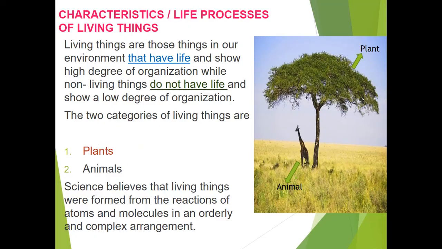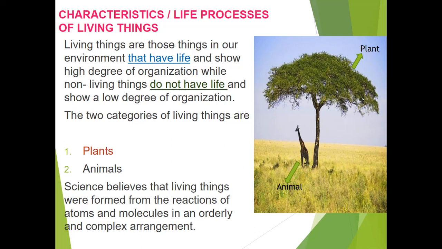Characteristics or life processes of living things. Living things are those things in our environment that have life, and so they show a high degree of organization of life, while non-living things do not have life, and show a low degree of organization of life. The two categories of living things are: number 1, plants; number 2, animals.